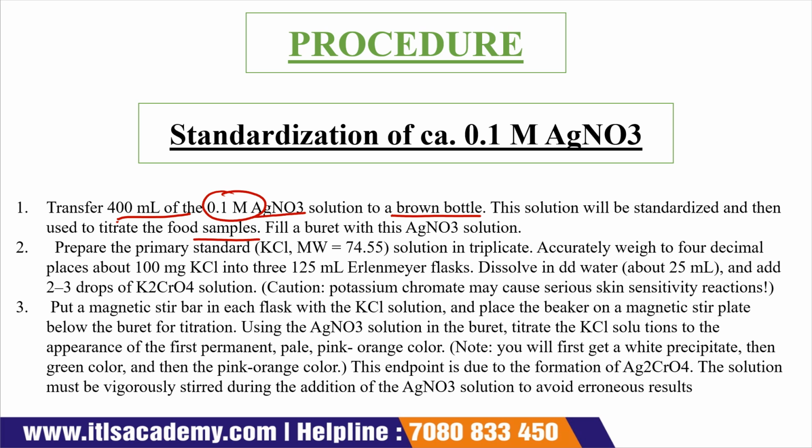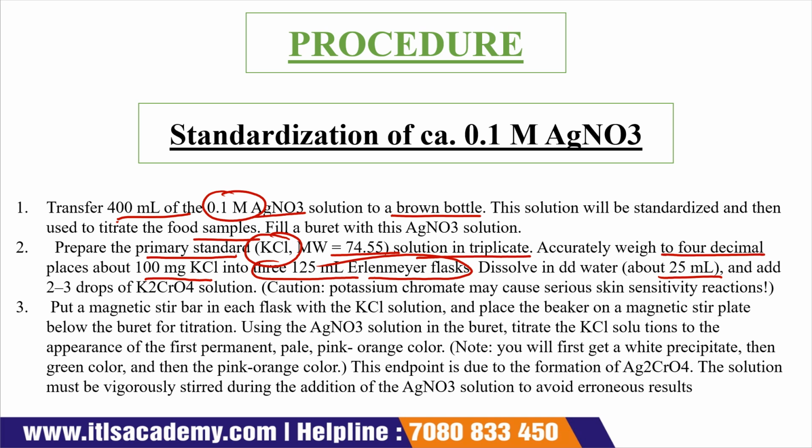Okay. Then after that, we have to prepare a primary standard of potassium chloride, whose molecular weight is 74.55, in triplicate. We weigh to 4 decimal places about 100 milligram of KCl into three Erlenmeyer flasks of 125 ml. Then we dissolve this KCl in deionized distilled water, and the volume of deionized distilled water is around 25 ml.